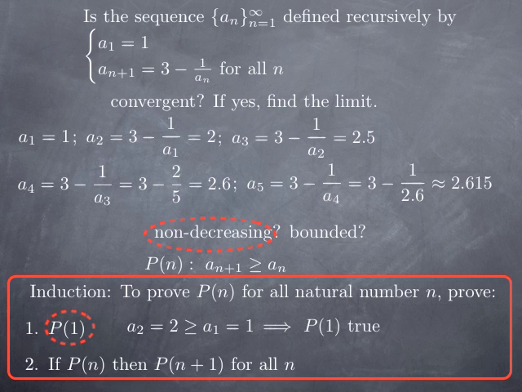So P(1) is true, and now we need to prove that if P(n) is true, then P(n+1) is true. We know P(n). P(n+1) is what we obtain by replacing n by n+1 in the property. So we get a_{n+2} ≥ a_{n+1}. So what we need to show is that if a_{n+1} ≥ a_n, then a_{n+2} ≥ a_{n+1}.